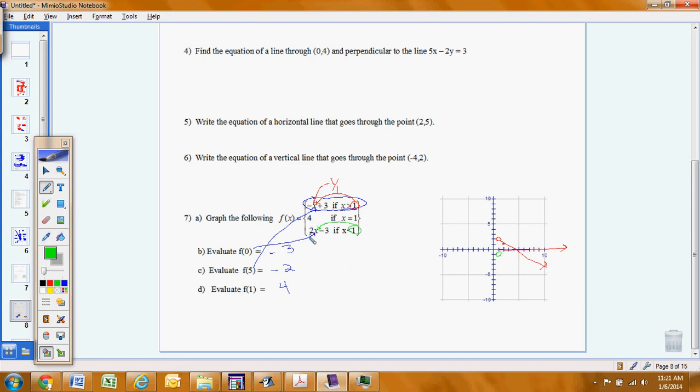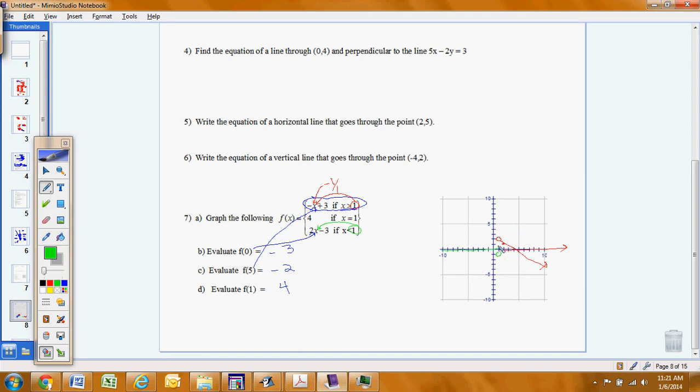But now we have to use the slope. The slope is 2. So if I go up 2 and over 1, I end up over here. But the problem is I'm not supposed to graph it over there. I'm only supposed to be graphing this on the left side of 1. So I can't go up 2 and right 1. If I go up 2 and right 1, I end up over here.